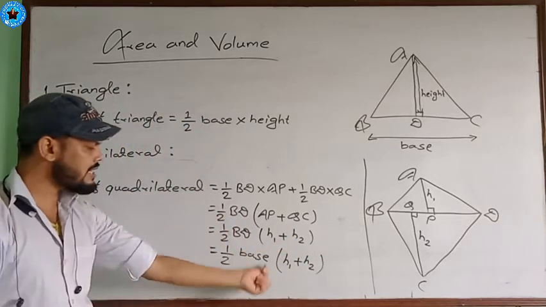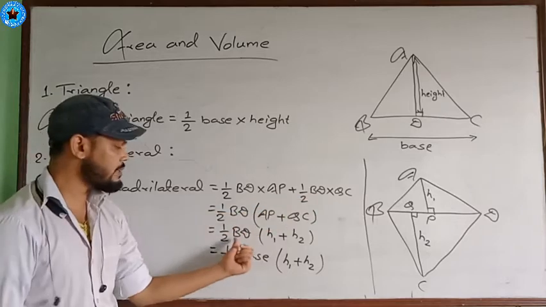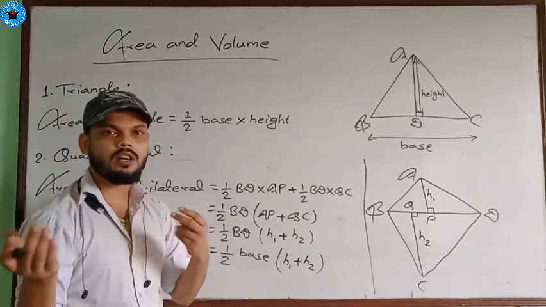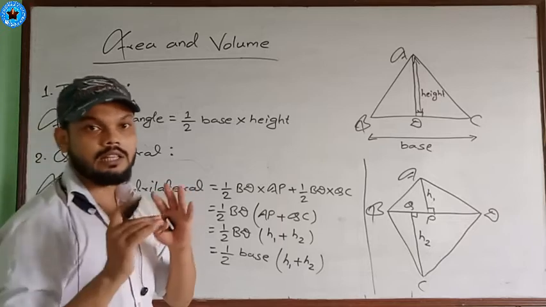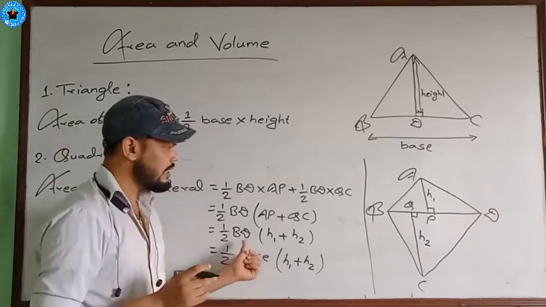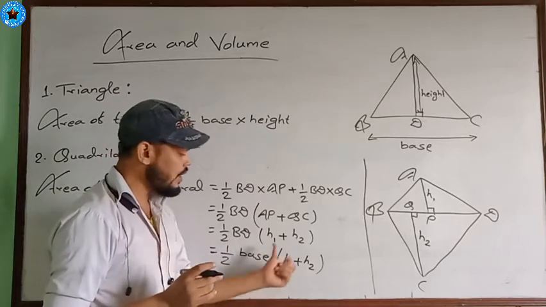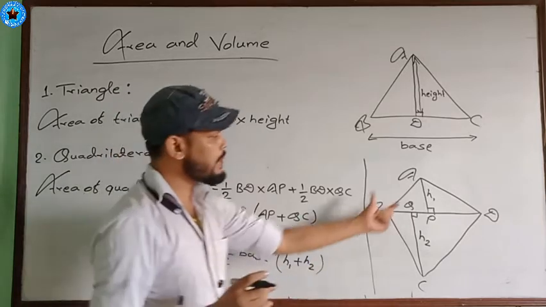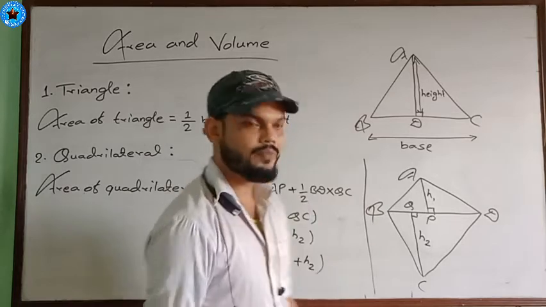Here the base is BD for this figure, and for another figure or a given question the name may be different. So you have to consider which one is the base. The area is half base into the sum of the perpendicular lines.